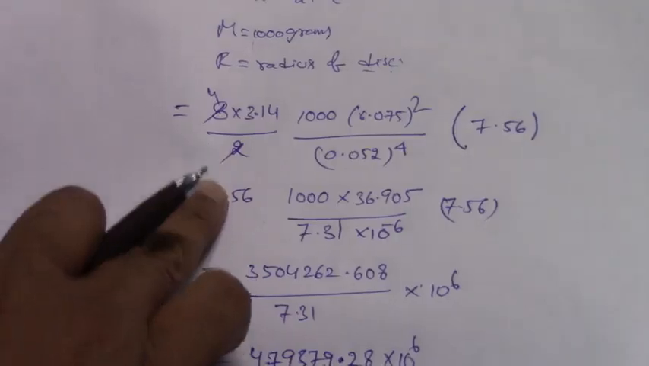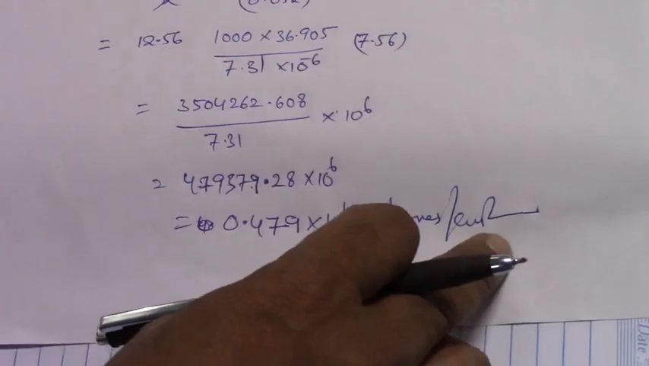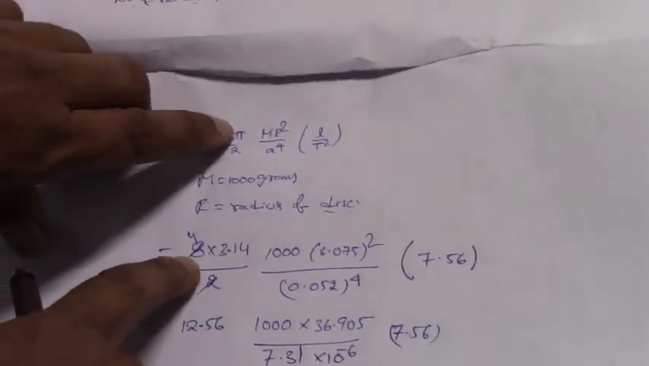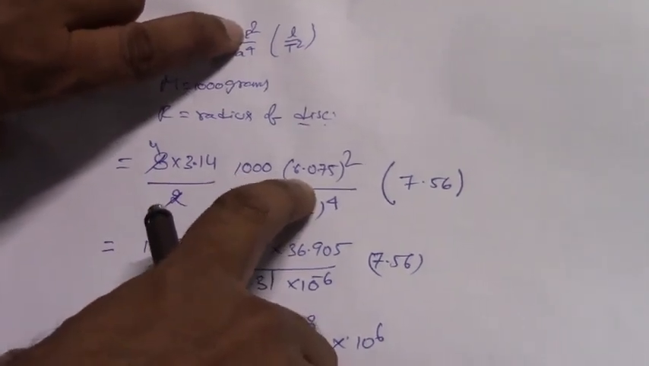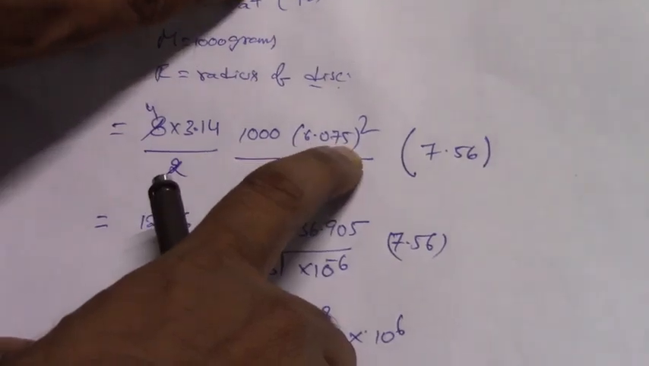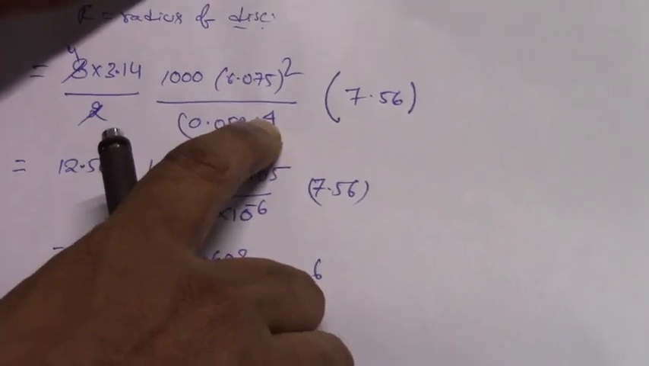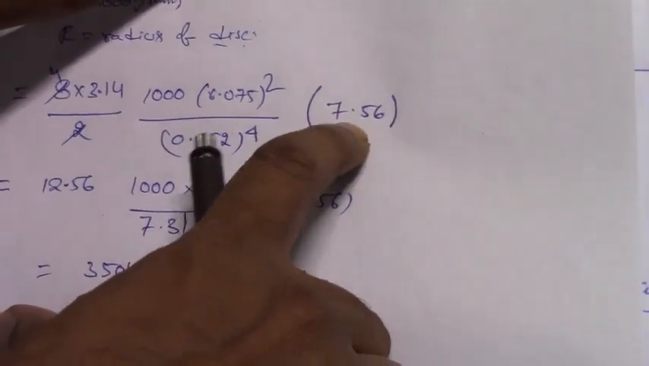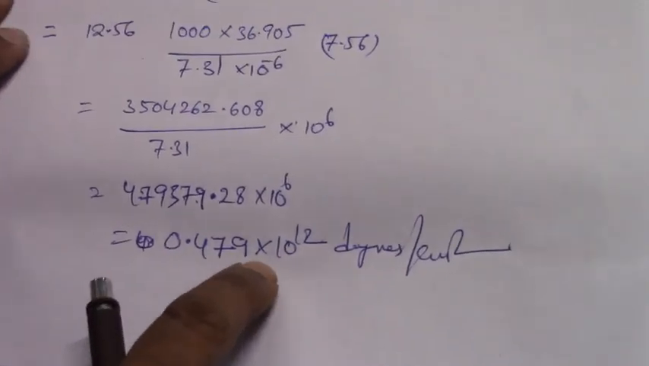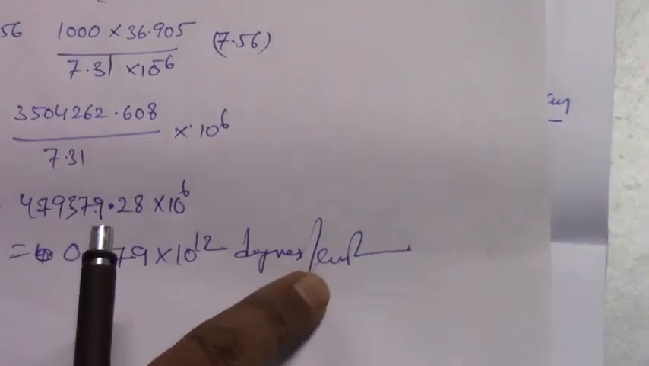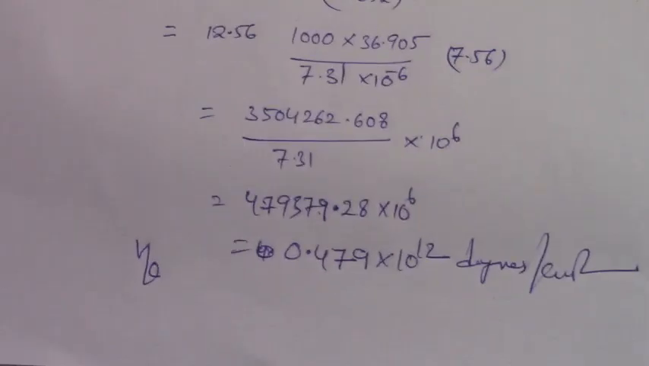Let us simplify. By simplifying this, you would get 0.479 into 10 to the power of 12 dynes per centimeter square. So simply what I substituted is 8 by 3.14 by 2, mass of the disc is 1000 grams, and radius of the disc we calculated as 6.075 whole square, divided by A, the radius of the wire, 0.052 whole to the power of 4, into L by t square, which is 7.56. Actually, you have to evaluate it from the graph. So by simplifying this, you would get 0.479 into 10 to the power of 12 dynes per centimeter square. So this is the rigidity modulus of the wire.